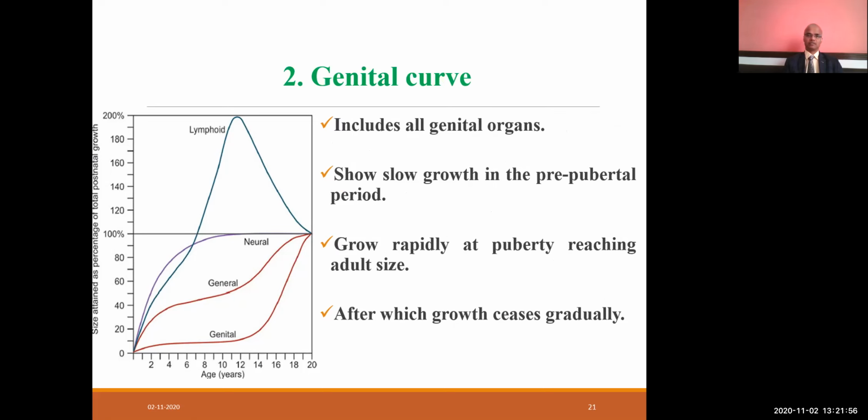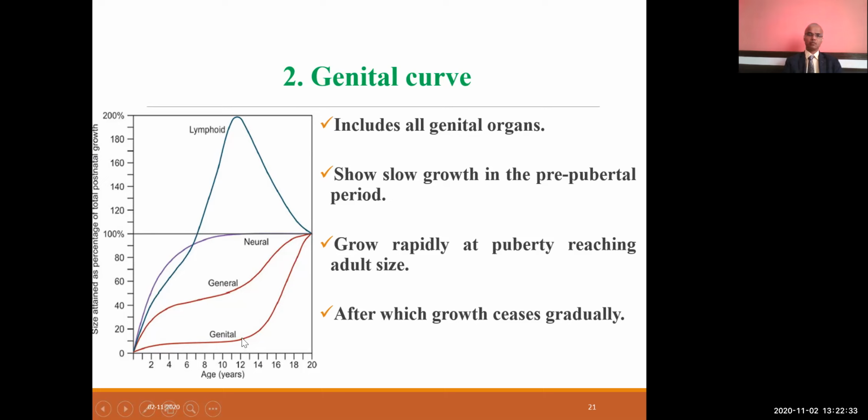Next is genital curve. Genital curve includes all the genital organs. This curve shows the genital curve. Here you can see the growth from 0 to about 12 years. There is very slow growth in the prepubertal years from 0 to 12 years.